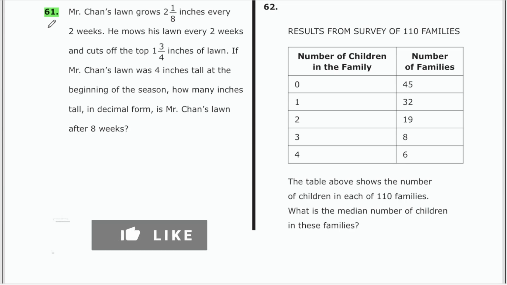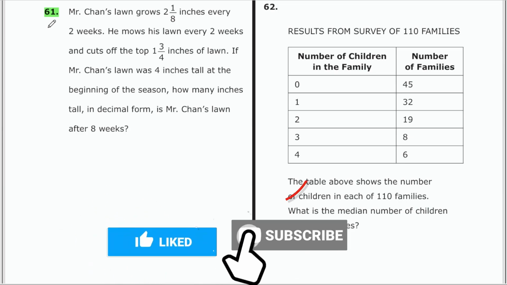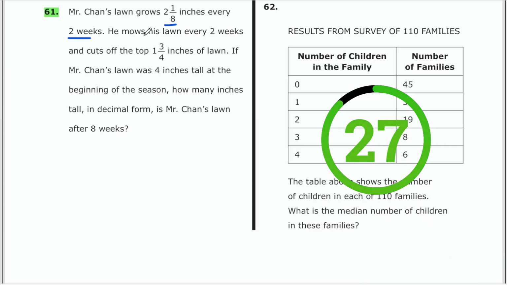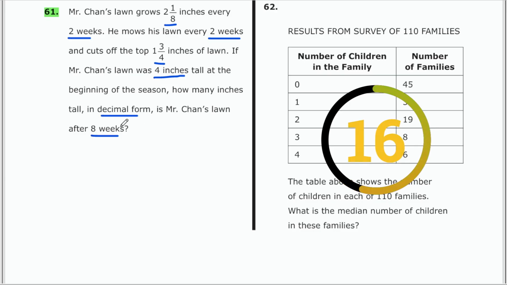So, how can you do this problem in 30 seconds or less? Mr. Chen's lawn grows 2 1/8 inches every 2 weeks. He mows his lawn every 2 weeks and cuts off the top 1 3/4. If Mr. Chen's lawn was 4 inches, how many inches tall in decimal form is his lawn after 8 weeks?